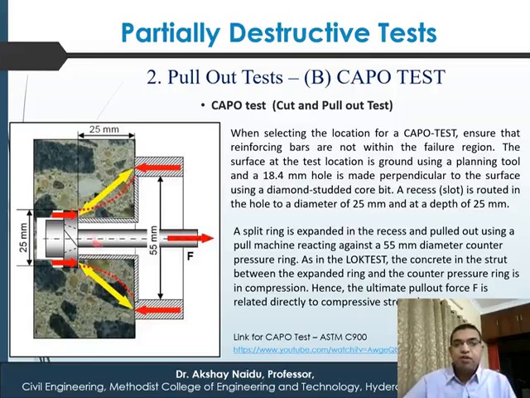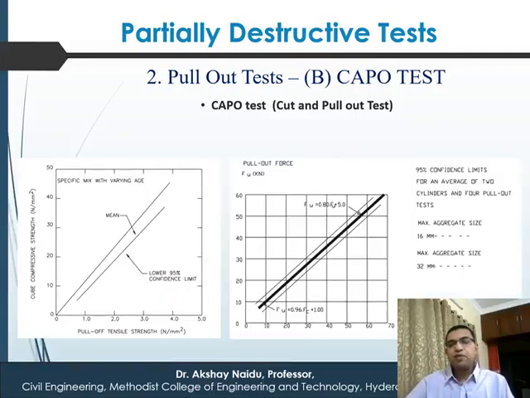So that is how it is similar to lock test, but the only difference is in capo test, this piece is inserted after the casting is done. So everything else remains the same. This diameter of 25 mm, this outer ring of 55 mm, everything remains the same. Now for both capo tests and lock tests, once you pull out, you have the pull-off tensile stress versus the cube compressive strength.